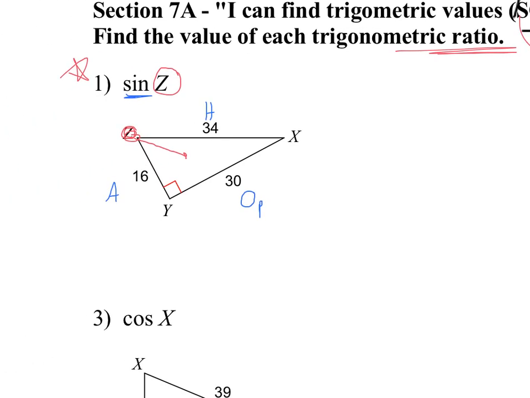So looking from Z, sine Z will equal opposite, which is 30, over hypotenuse, which is 34. And this is acceptable as an answer. It's a proper ratio. If you want to simplify it, be my guest, and then you would have 15/17.